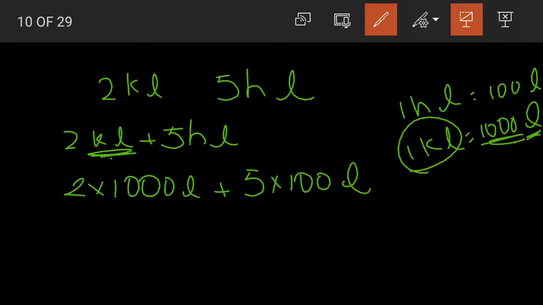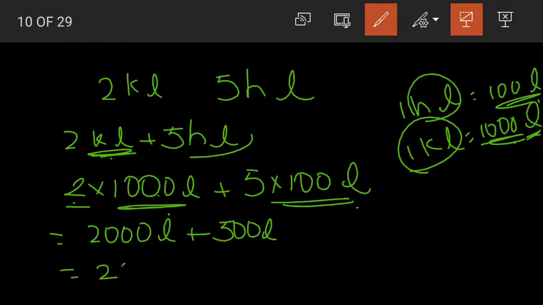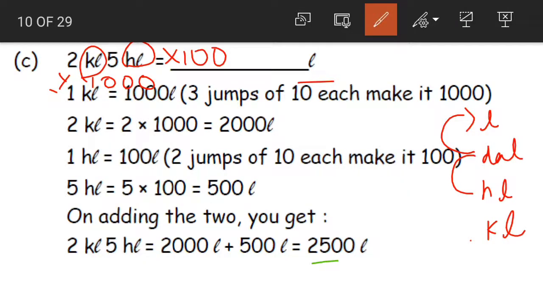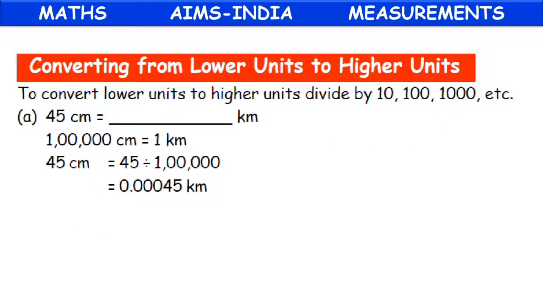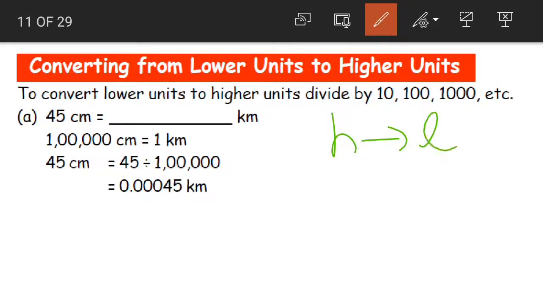1 kiloliter is equal to 1000, so, into 1000. Next, 1 hectoliter is equal to 100 liters. So, multiplied by 100 liters. 2 into 1000, 2000 liters plus 5 into 100, 500 liters is equal to 2500 liters. 2000 plus 500 is equal to 2500 liters. Is this clear, children? So our final answer is 2500 liters. Now that was about converting higher units into lower units of measurement.